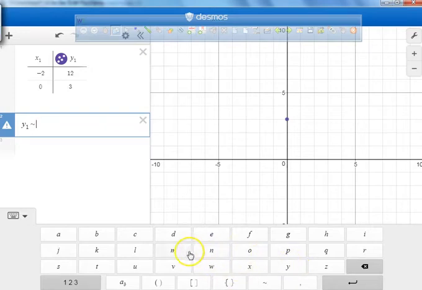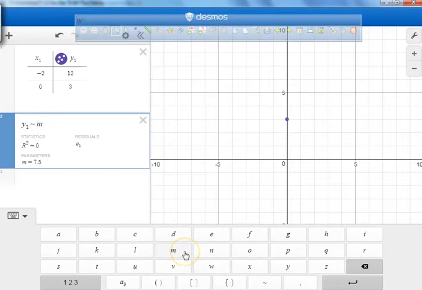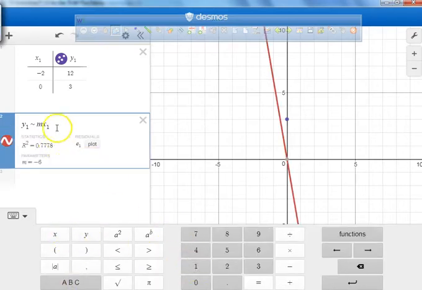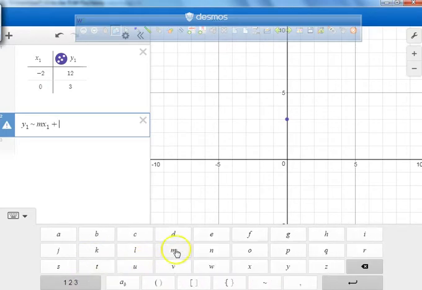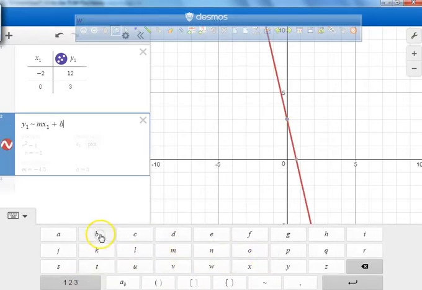Then you're gonna type in the letter m, which represents the what? The slope. Okay. Then you can type in x, but you can't do just the x. You actually have to do x1. So you gotta choose the x1. So you always do it like that? Yeah. And you gotta put plus a b.